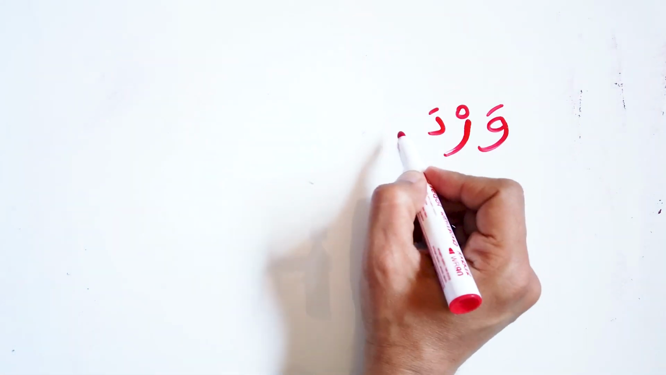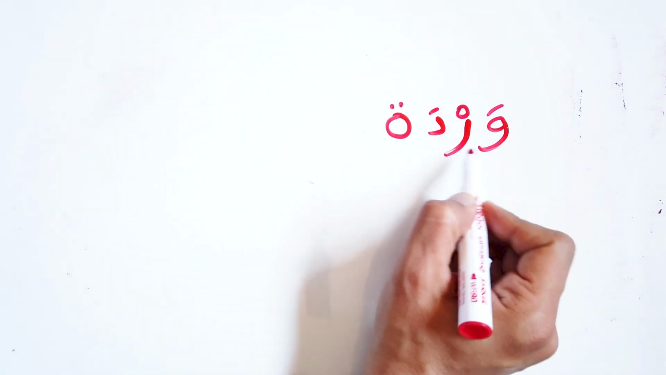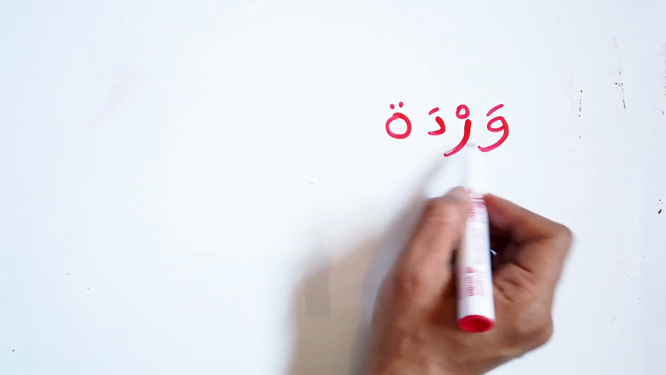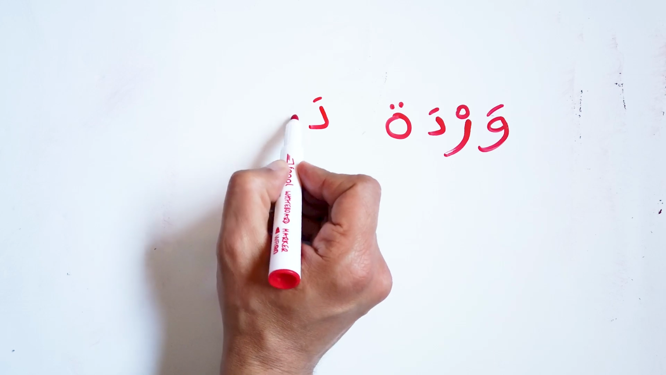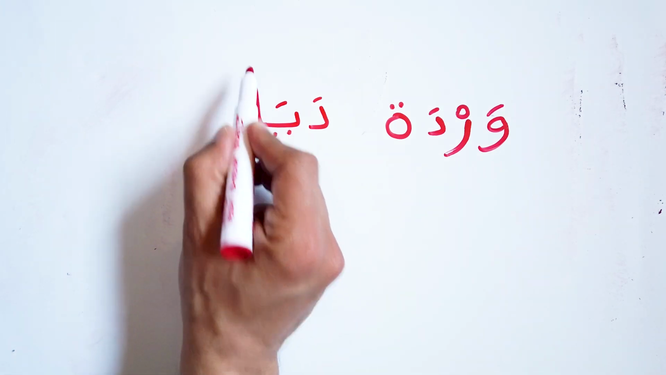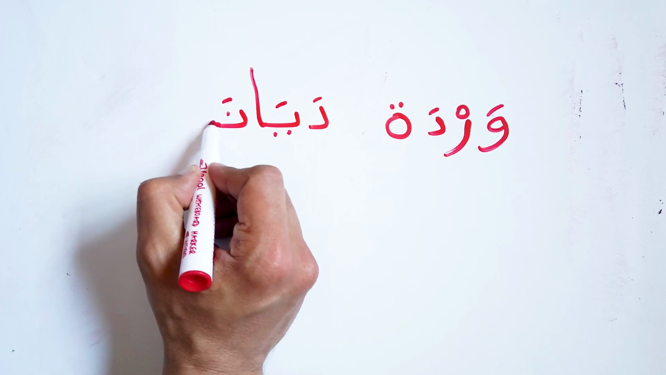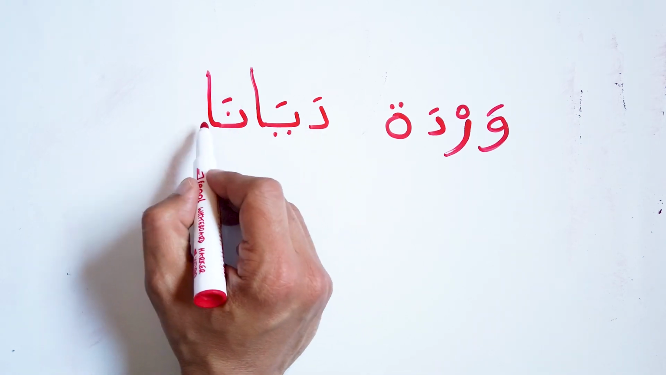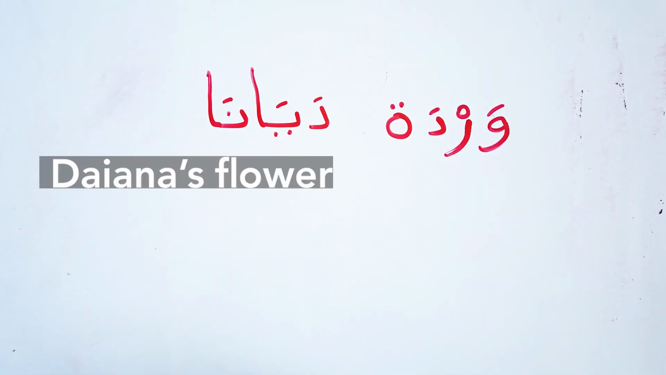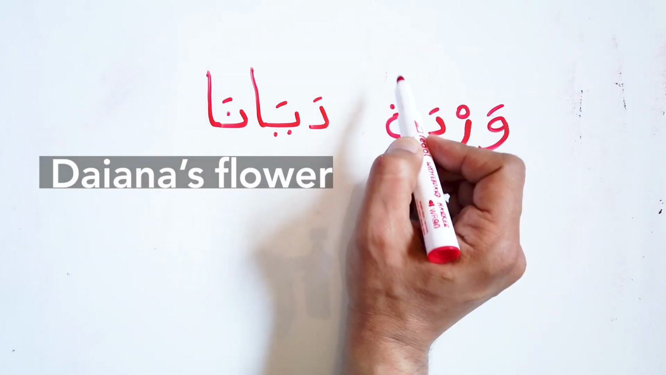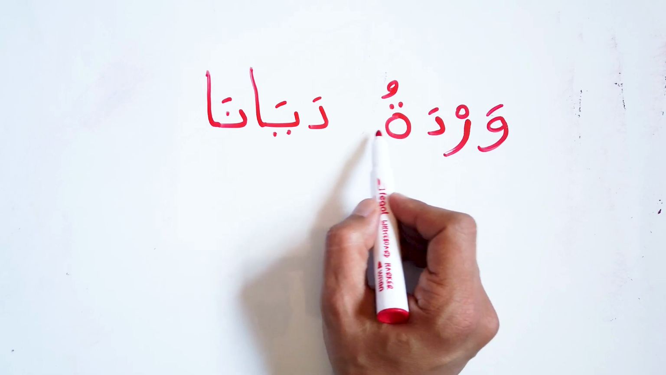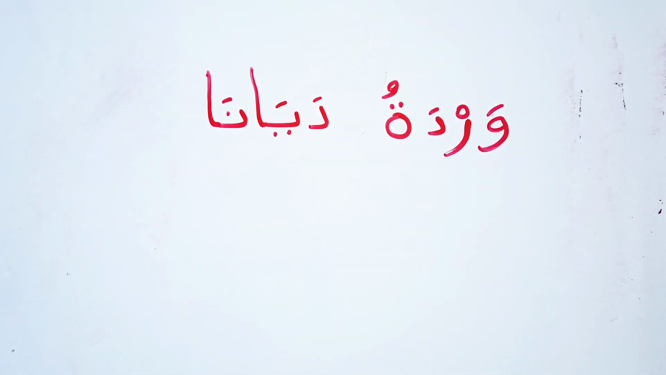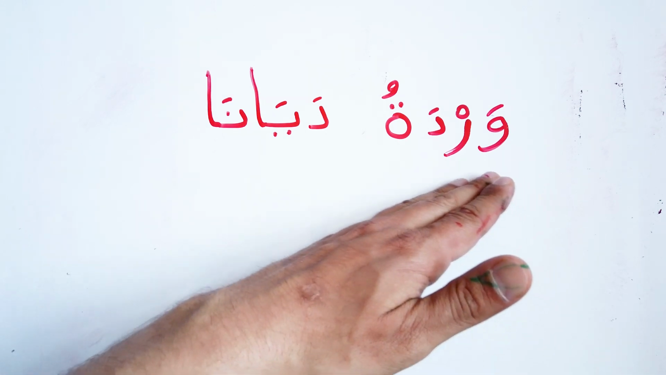وردة Diana. Now I want to say Diana's flower. Okay, so I have here flower, وردة. Here we have ضمة. When we add ضمة here, I'm gonna say وردة Diana. So now I pronounce the ta because I continue reading.